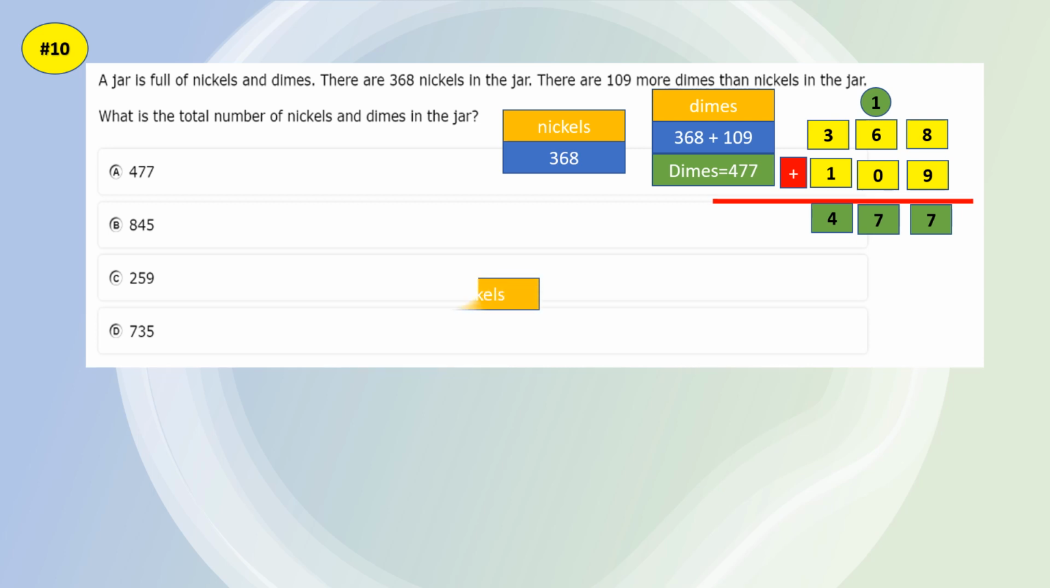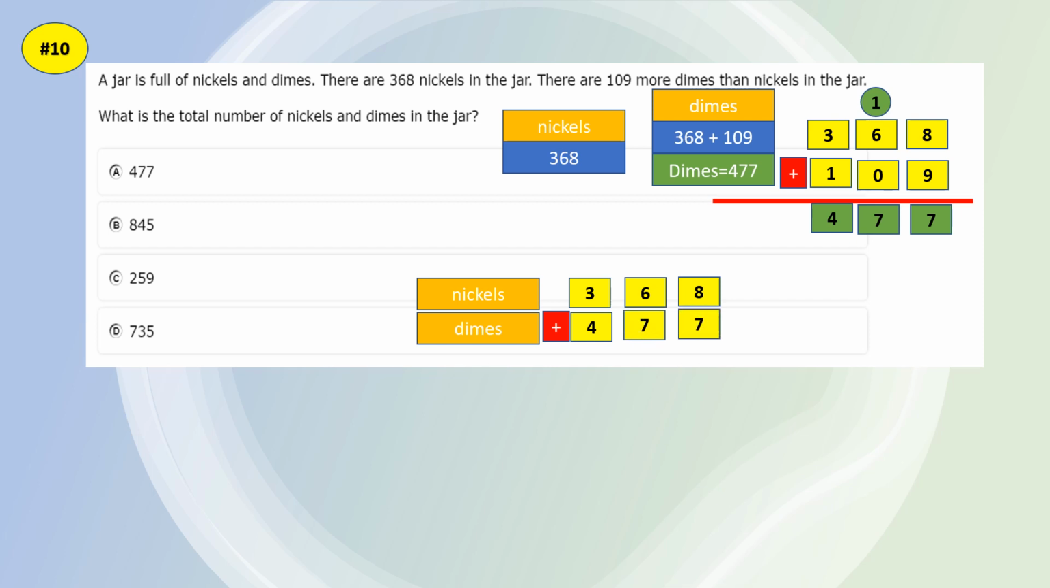So now we're going to add 368 because that's our total for our nickels. And I always label. Always label on your scratch paper. And for my dimes, I ended up with 477. So my equation is going to be 368 plus 477. And feel free to write nickels, 368, plus 477, just to keep everything lined up and neat, okay? Now, always start adding with your ones place. What's 8 plus 7?